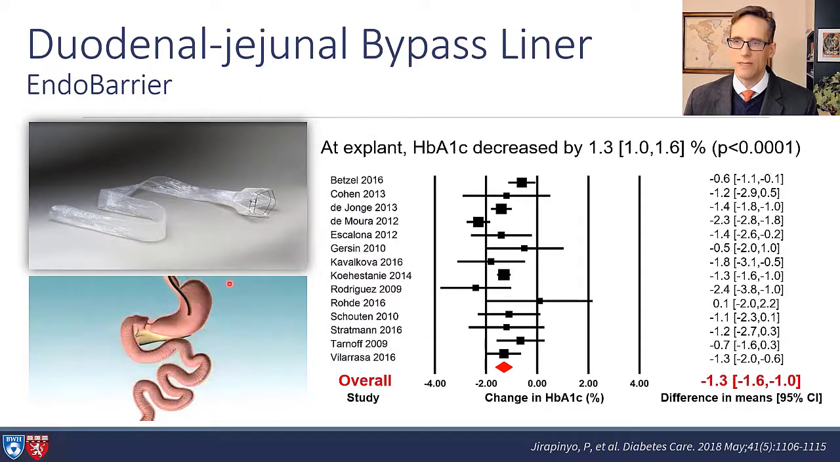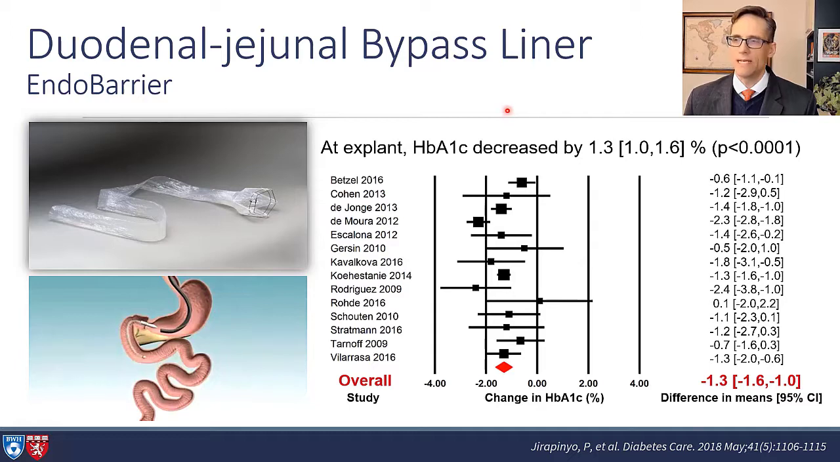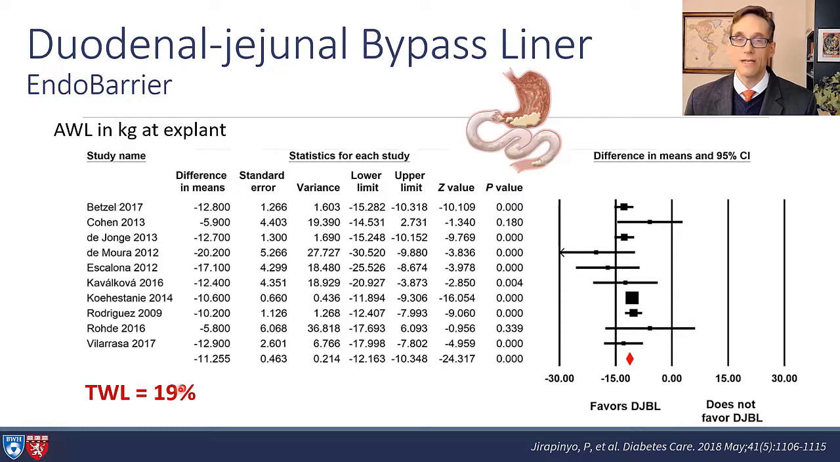So here's an example of how the liner is placed. It's very straightforward, over a wire under fluoroscopic guidance, placed into the small bowel. The newer device is quite easy to place. We placed one recently and it seems to go in rather smoothly. You do need fluoroscopy. And this was a meta-analysis looking at HbA1c decrease, and it was reduced by 1.3% across this cohort of patients suffering from obesity and diabetes. So it's important that both those criteria are met. Additionally, the patients had substantial weight loss, 19% total weight loss. So this is a very interesting device.